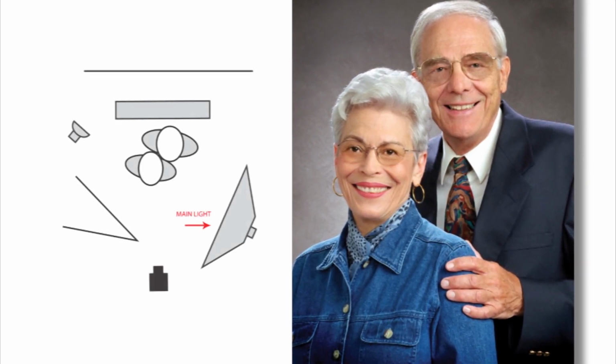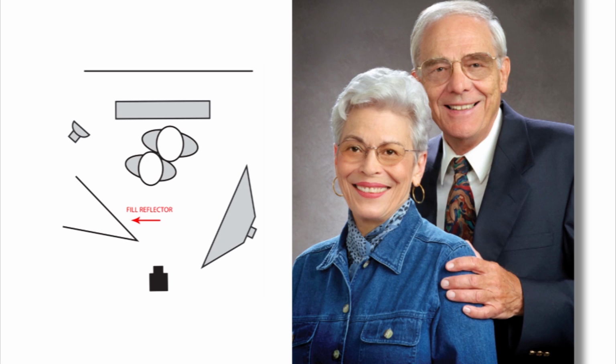To light both people evenly, a large softbox was set to camera right. A bookend was brought in at camera left, placed far enough to the side so it wouldn't be seen in the glasses, but would fill the shadows where the softbox light didn't reach.